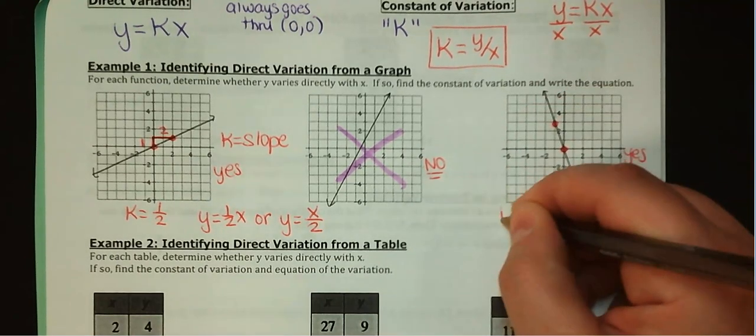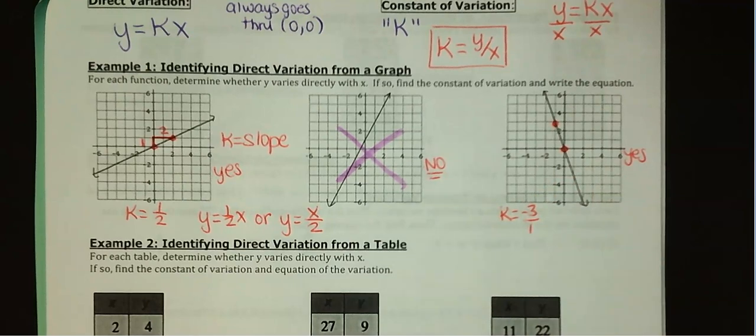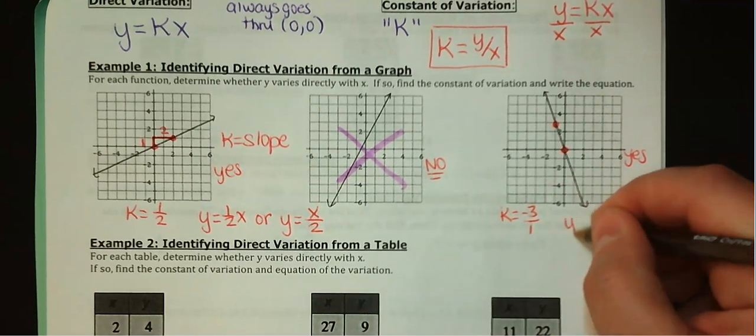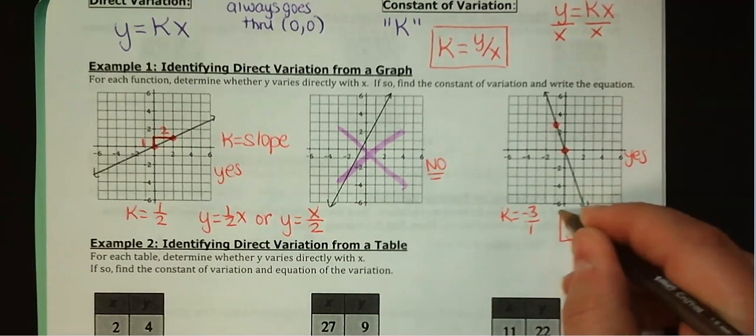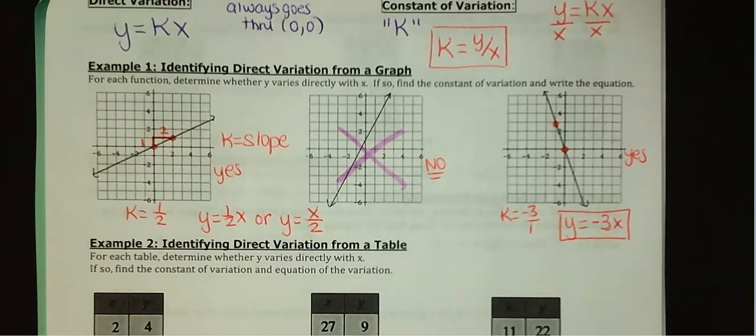-3/1. So your k value here is -3/1, or just -3, however you want to write it. And then the equation would be y equals -3x. And there's no other way to write that. Does anybody have a question about finding a direct variation from the graph?